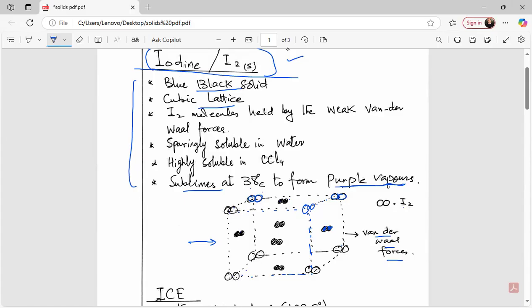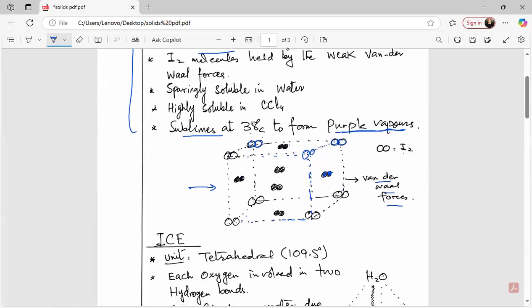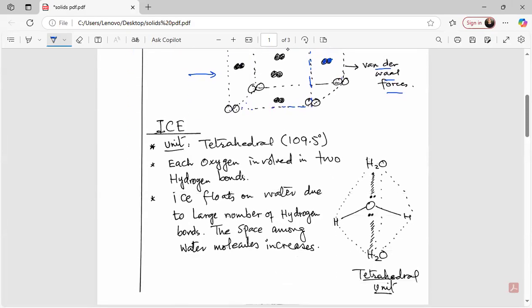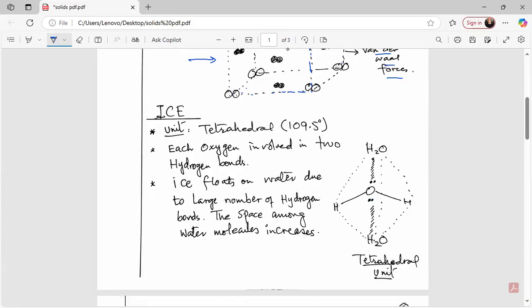Among all the lattices that I've shared, this iodine and ice are slightly new or different. The detailed lattice of ice is not in our syllabus, only the shape around a unit water molecule is there. Around a water molecule, we have two hydrogens covalently bonded directly, and then oxygen uses both of its lone pairs to make hydrogen bonds with the neighbouring water molecules. Around each water molecule, the shape is tetrahedral.